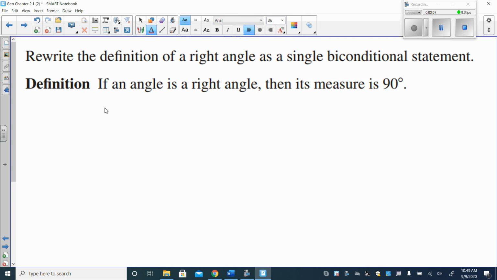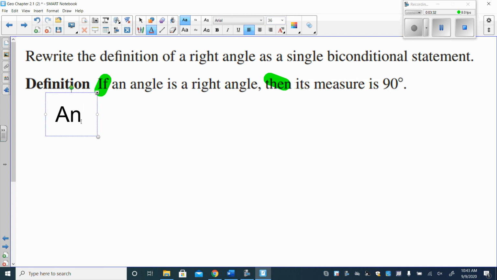Now let's look at this one here. If an angle is a right angle, then it measures 90 degrees. Well, if the angle is 90 degrees, then it's a right angle. One implies the other. They are both true because a right angle is 90 degrees, and 90 degrees is a right angle. So what that means is I can drop the if and then.